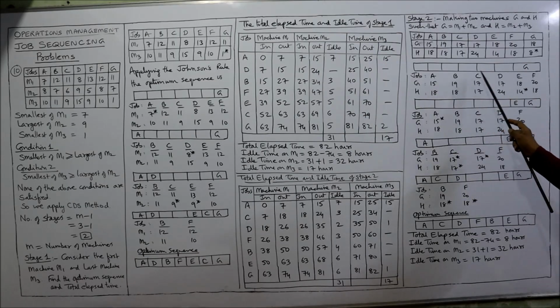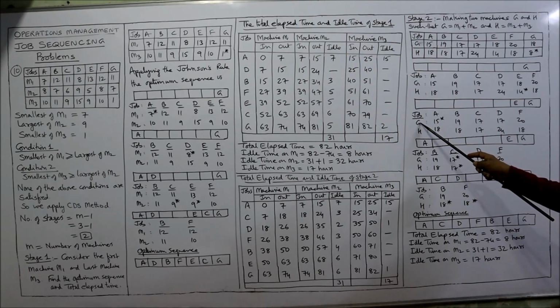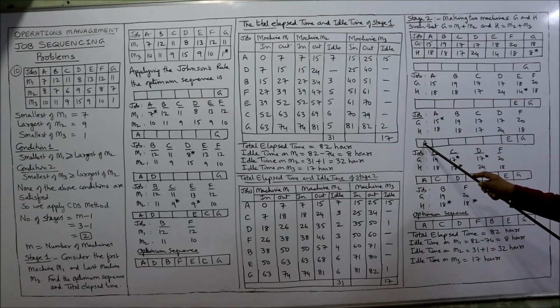Now remaining A, B, C, D, E, F. What is the smallest time here? 14. For job E, on second machine. So we have to assign right side before G. Now remaining A, B, C, D, F. The minimum time is 15 for job A on G machine, first machine, left side A.